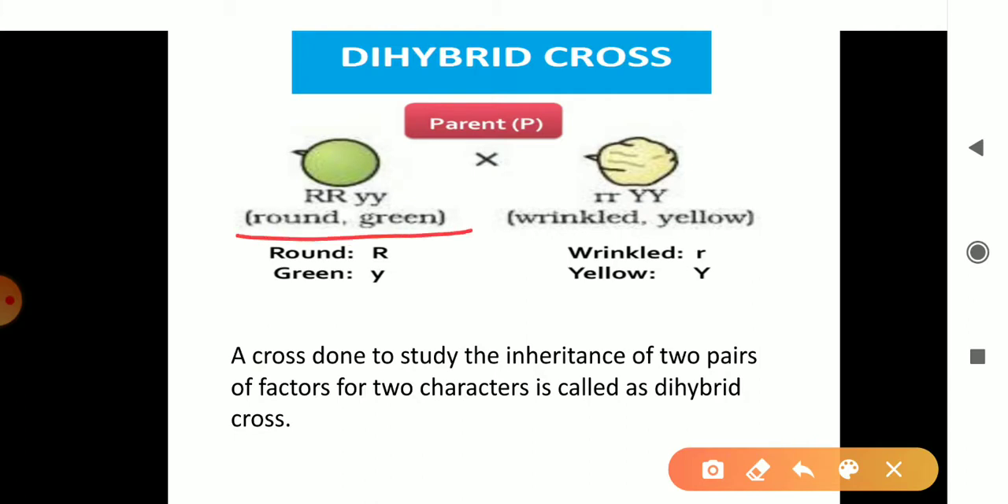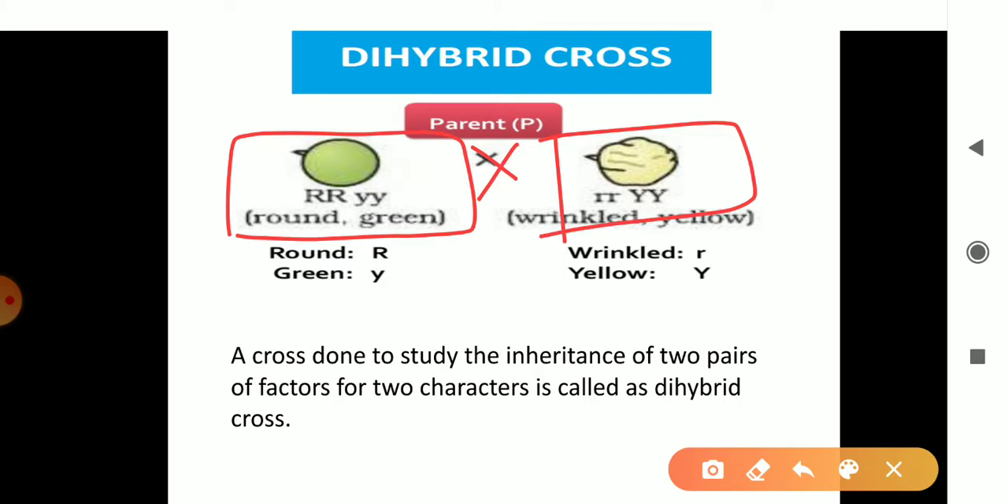Say the plant producing round and green seeds is crossed with the plants producing wrinkled and yellow seeds. When Mendel did this experiment, he took two pure lines of these varieties. Pure breeds are the ones which, whenever they are left for self pollination, will show the same trait generation after generation.